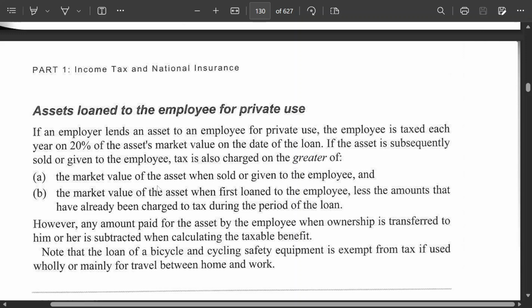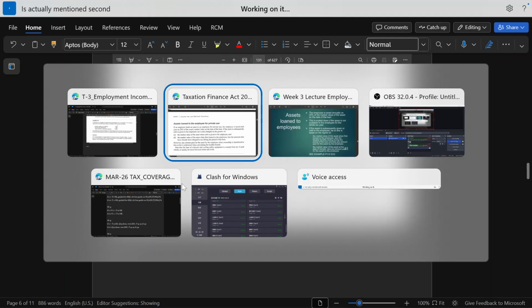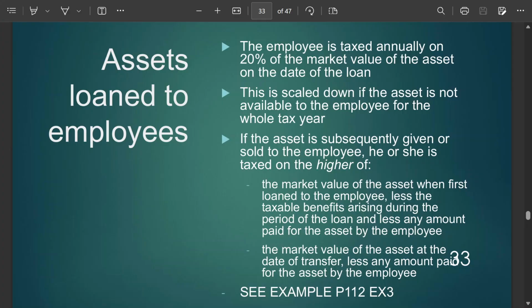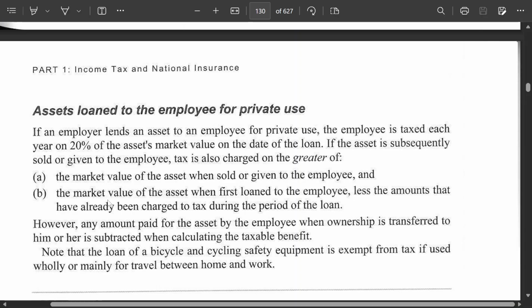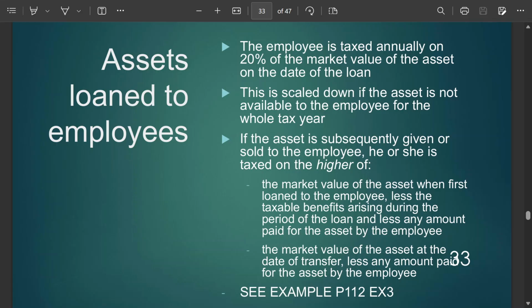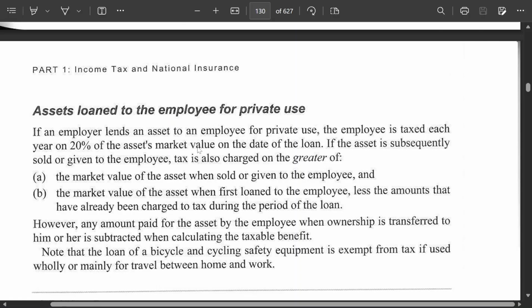So if you think about it, what is the first one? This one here is actually mentioned second on slide number 33, but in the textbook it's mentioned first. A is actually mentioned second in the slide. So A is the market value of the asset at the date of the transfer less any amount paid, which is the same here. Obviously, less any amount paid is common to both of these. So that's the first one. This is actually the equivalent of market, right? The market value. And then what is the second one, the B?